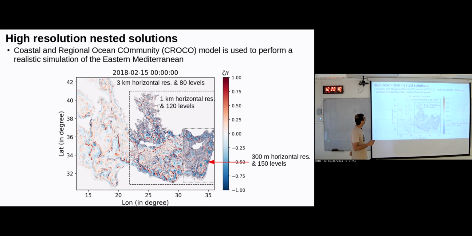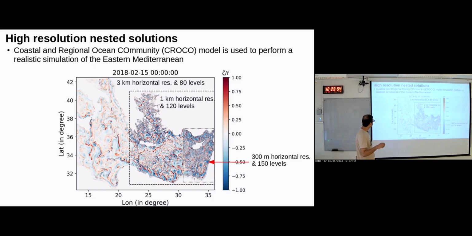So we have used the Croco model to perform a realistic simulation of the Eastern Mediterranean. We have used 3 levels of grid nesting to generate high resolution solutions. At 3 kilometer resolution, the horizontal domain encompasses almost the entire Mediterranean Sea, and we have used 80 levels at this resolution. The model captures the large scale currents, but the submersible scale dynamics is, as you can see, not well captured.